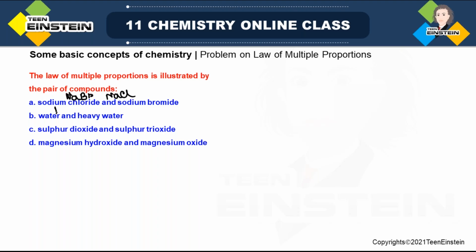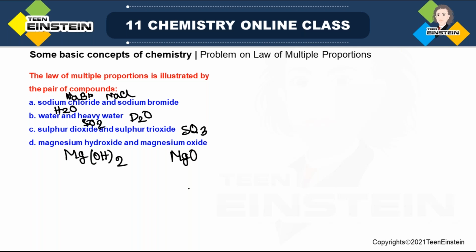Then water and heavy water. That means this is the formula of water. This is heavy water, right? Then sulfur dioxide. So this is the formula. And sulfur trioxide. This is the formula. Then magnesium hydroxide. Formula is Mg(OH)2. Then magnesium oxide. Okay. So now we have written all the formulas for all the options.